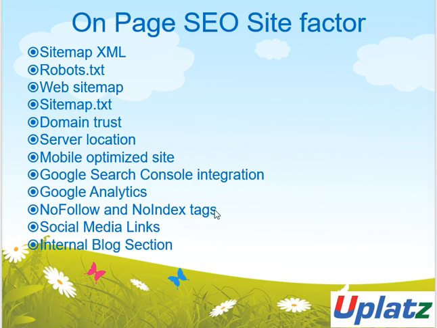No follow and no index tag. I have already given the complete detail of these two tags under the robot. So when your website has the robot meta tag, then you can place no follow, no index. But these two tags are also used with links. Means if you are placing links on your website, let me show you how these tags are used.